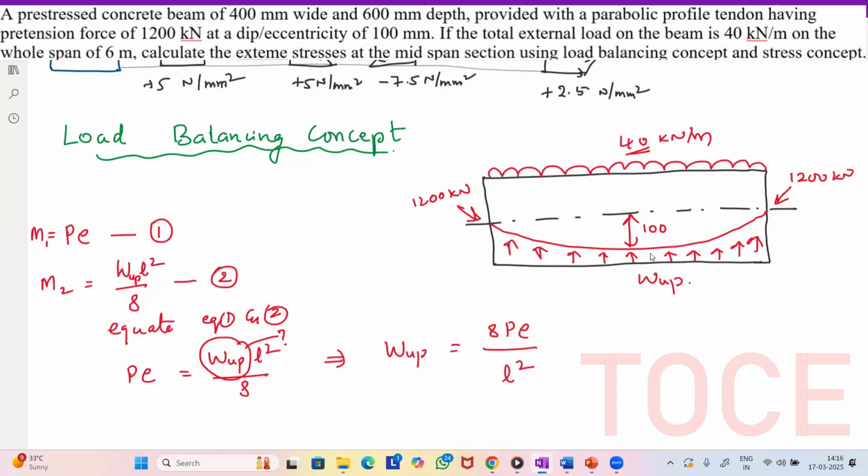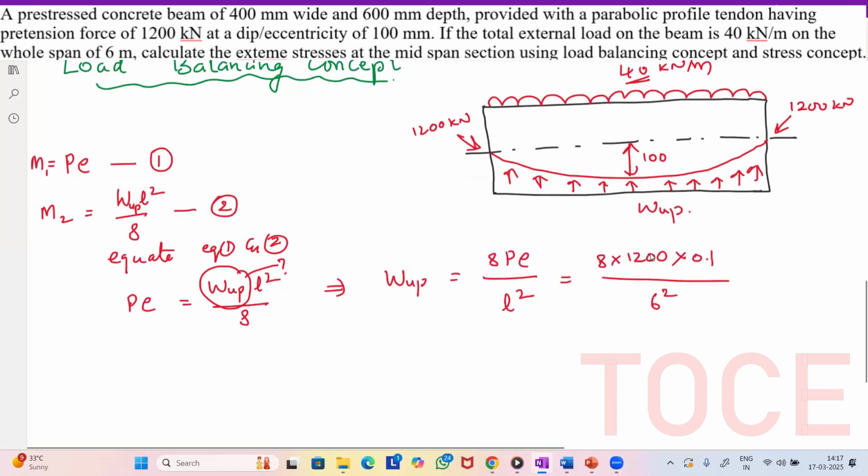Okay. So now we have all these values. We can directly substitute. So the P value, the prestressing force, is 1200 kilonewtons. I'm substituting in kilonewtons and meters. So e is 0.1, because I am substituting in meters, and L is 6 meters, so it will be 6 squared.